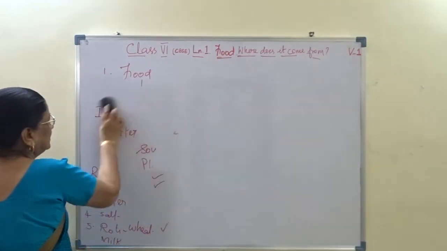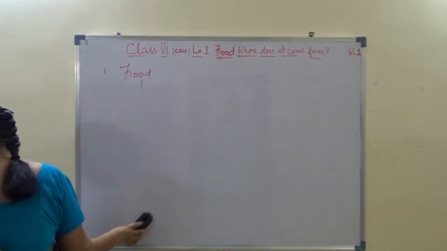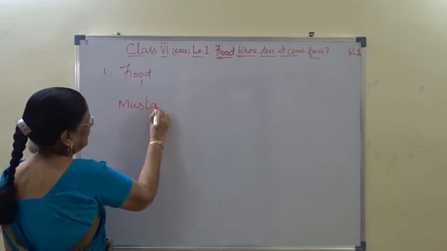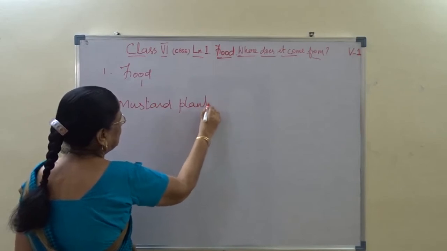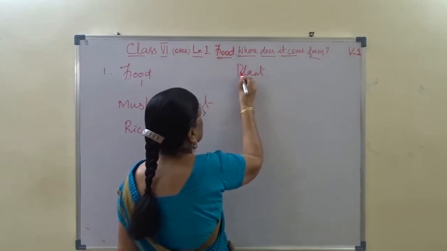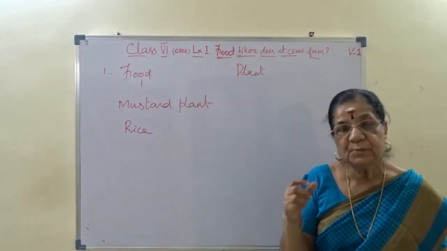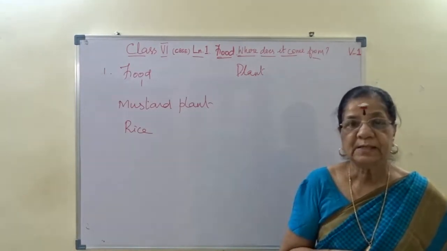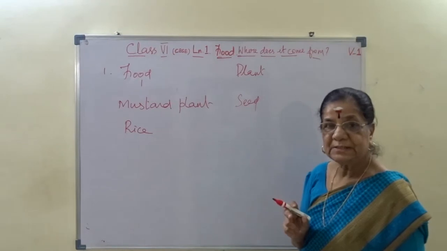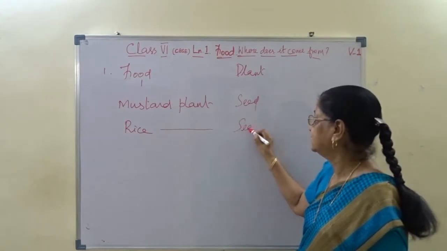Okay. Now these ingredients, these sources, again we have one example, mustard plant, and then rice. Among the plant sources I am telling now, this is a plant source. Mustard plant, kadugu chedi. In the mustard, the eatable portion we can take in food is only the seed. I hope you understand. Mustard is a seed, whereas rice is again a seed.